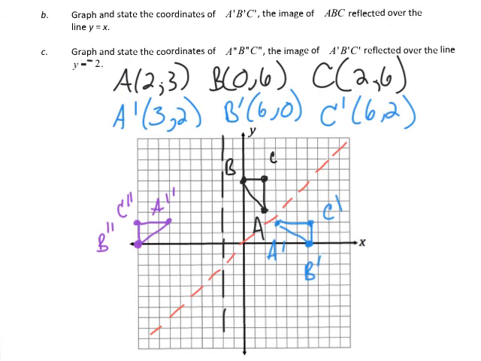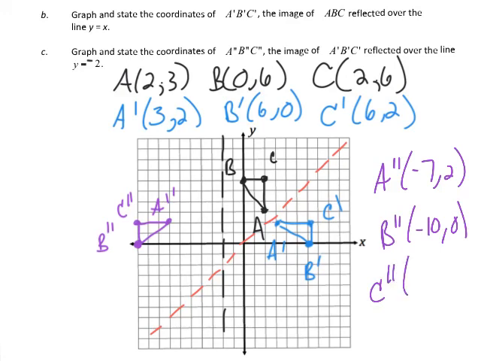I'm going to write those coordinates down though. A double prime ends up being -7, 2. B double prime ends up being -10, 0. And C double prime is -10, 2. So those are different ways that we're going to be reflecting images over various lines in class.